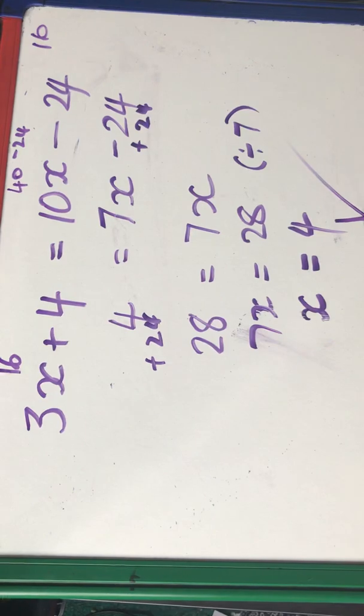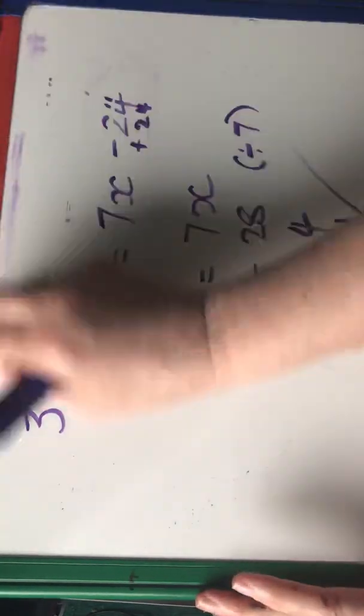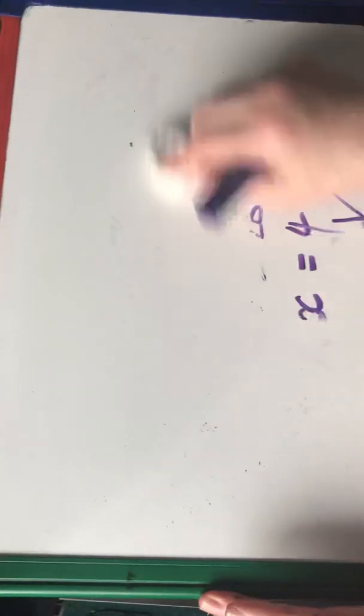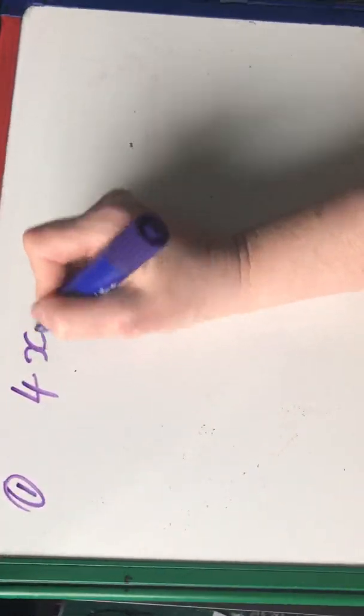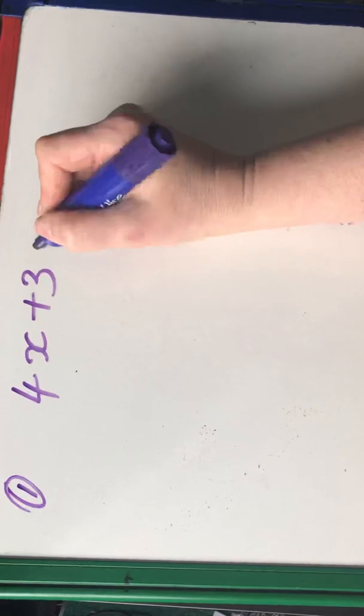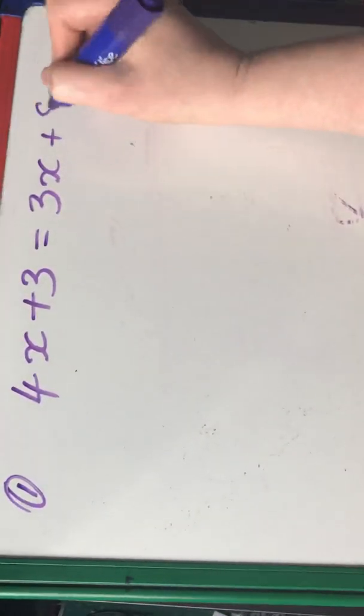Okay, you need to have a go at some yourself. So what I'm going to do, I'm going to put 3 equations here. Grab yourself some scrap paper and a pen, or however you normally do it. So I've got number 1, 4x plus 3 is equal to 3x plus 8.